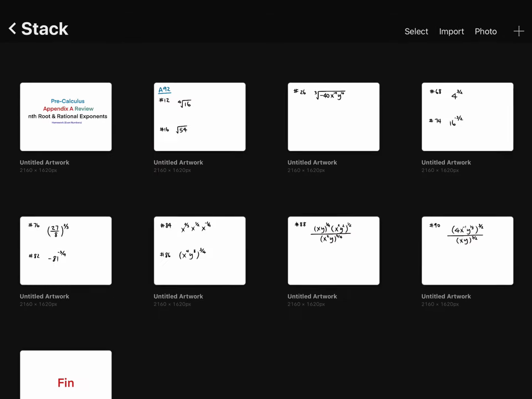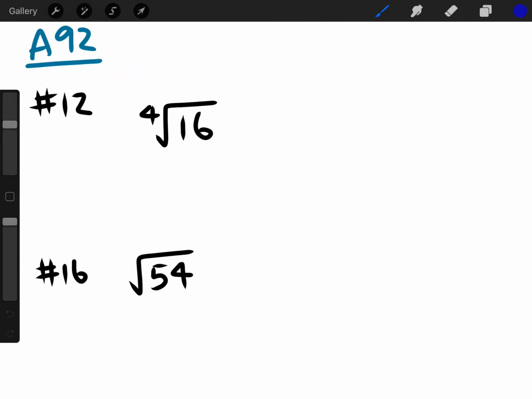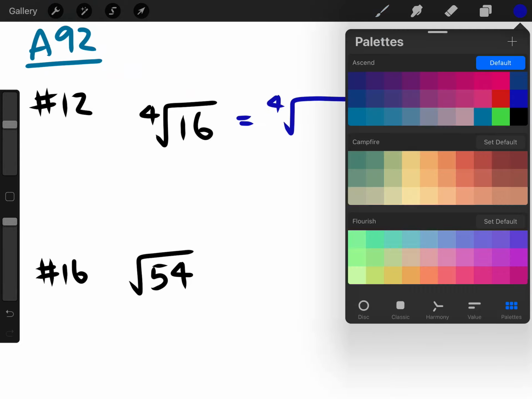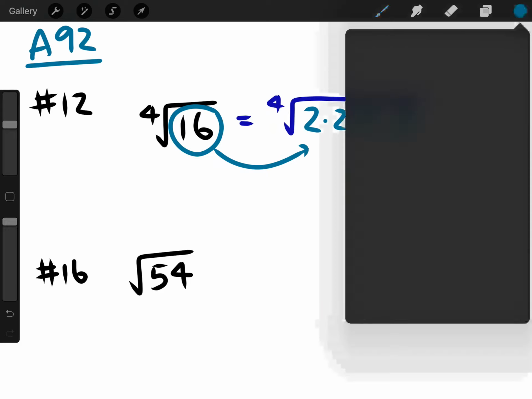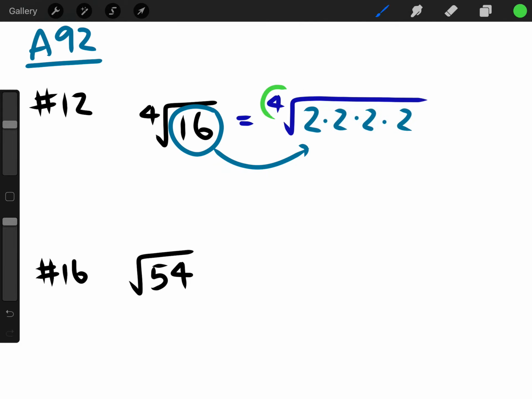Let's get started. On page A92, you have the first question, number 12. So this is the fourth root. If it's a fourth root, what I recommend is to write the radicand 16 into factors of the same number. So you can write it as 2 times 2 times 2 times 2, multiplying itself 4 times. And then the radical is a fourth root.